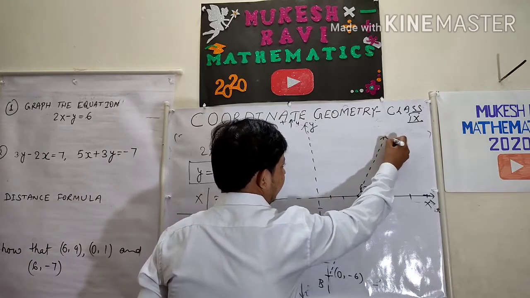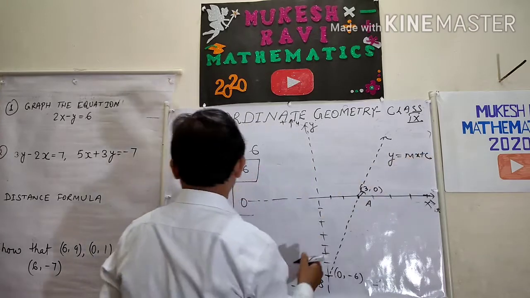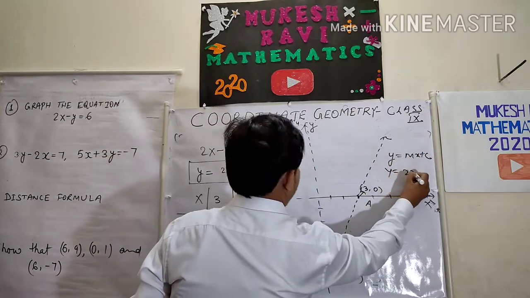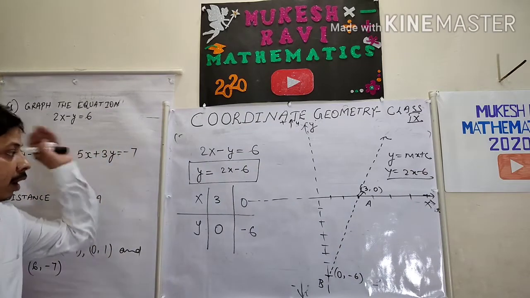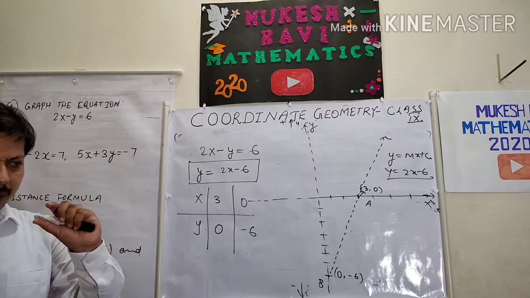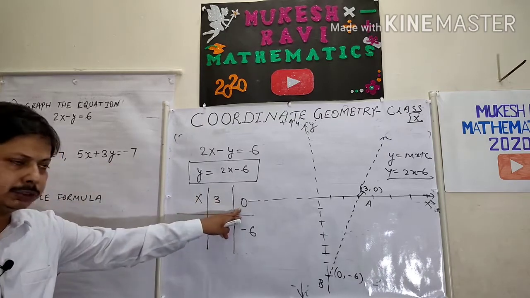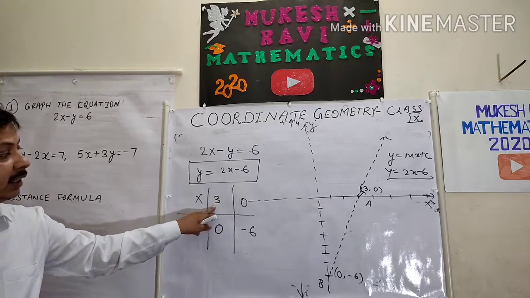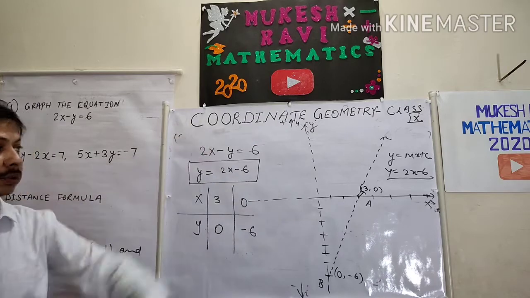Suppose it is going like this. So this is your y equal to mx plus c in the form of y equal to 2x minus 6. This is the plotting of y equal to mx plus c. A very simple concept about this: keep y equal to 0, find the value of x. Keep x equal to 0, find the value of y, and then plot the line.